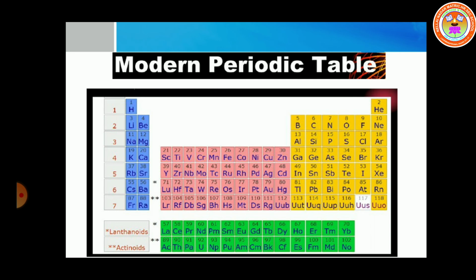What is meant by period? The horizontal rows are called periods. So, in the modern periodic table, 7 periods are present and 18 groups are present. What is meant by groups? The vertical columns are called groups. So, in the modern periodic table, there are 7 periods and 18 groups.